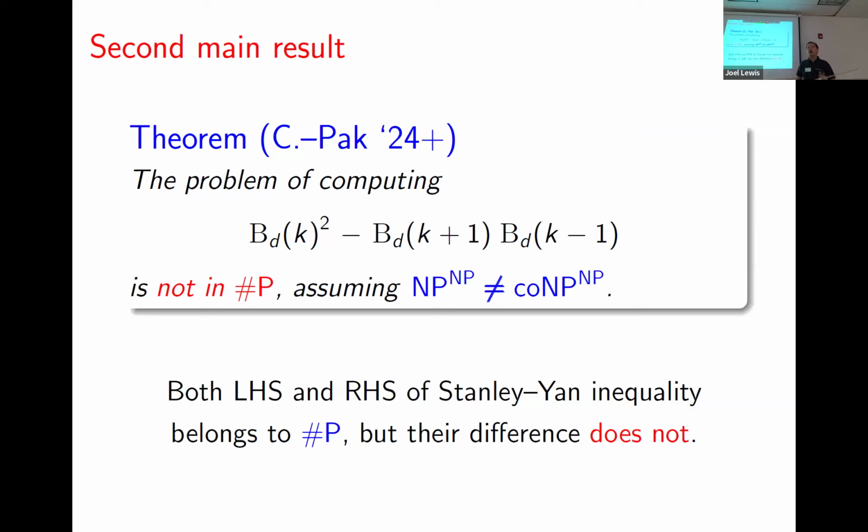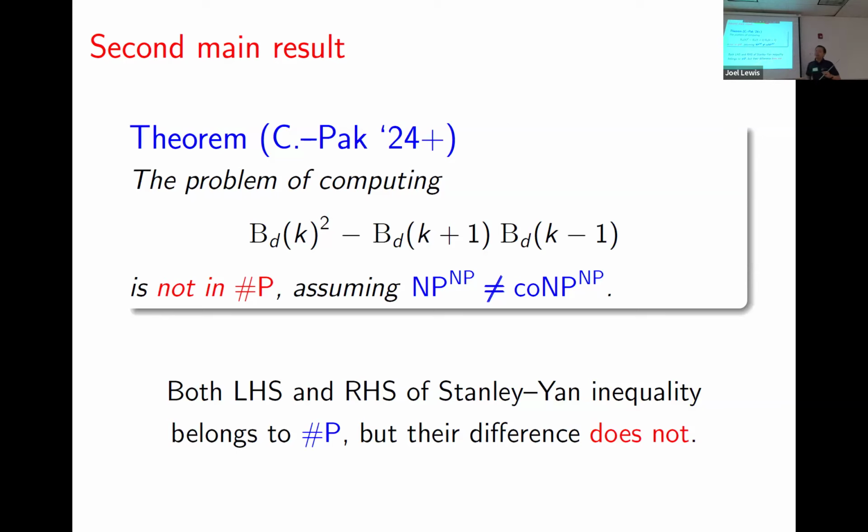Like there are some inequalities where they are counting the number of something, the size is like e to the power of e to the power of e to the power of n. Then yes, that thing is too big. That thing is definitely not in sharp P. However, in this case, both the left-hand side and right-hand side are already in sharp P. So both of them, the size is already not very big. In fact, we know the size is exponential. The difference, which is supposed to be smaller, somehow becomes more complicated to count. It becomes harder from the complexity point of view.